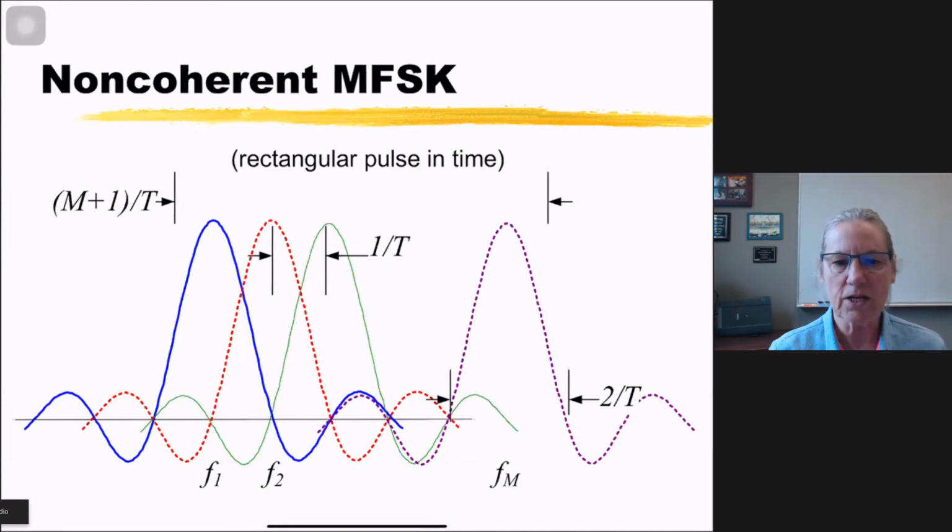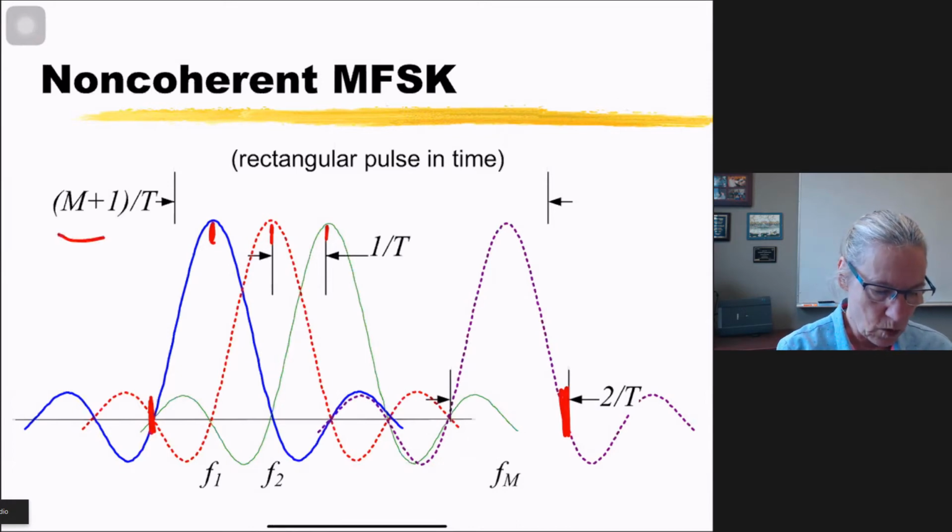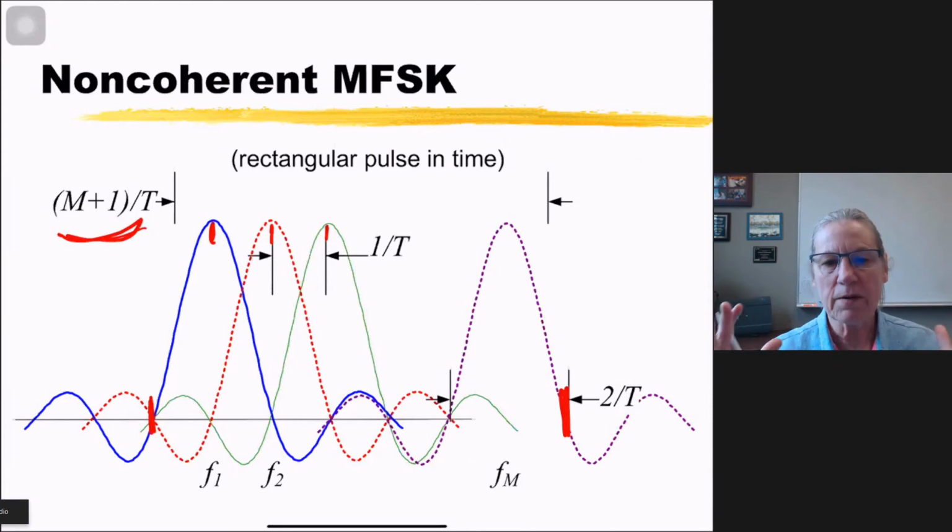non-coherent case. Again, rectangular pulse in time. And so the minimal spacing is 1 over T. And so every time I add a symbol to make up the M symbols in the constellation, I'm going to space them at 1 over T. So if I look at this and use my bandwidth to be the main lobe, I can see that if I start at one main lobe and go to the end main lobe of the last one, the total spacing is going to be (M+1) over T. So that's the occupied spectrum, let's say our definition of occupied spectrum for this rectangular pulse in time.